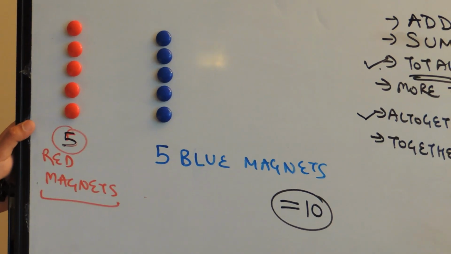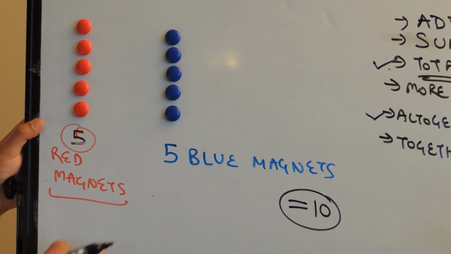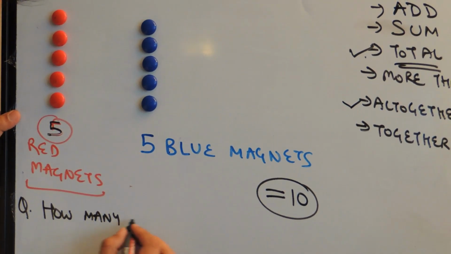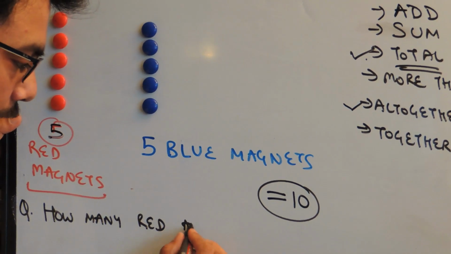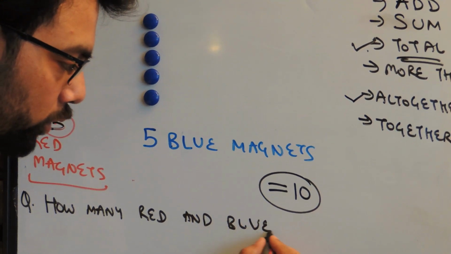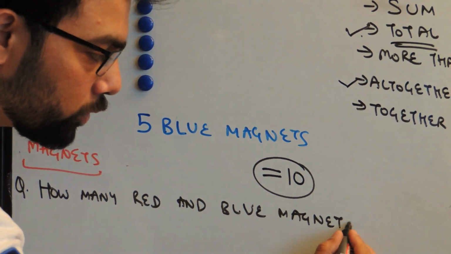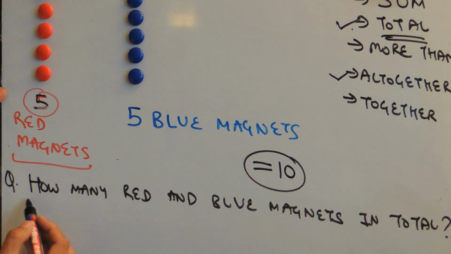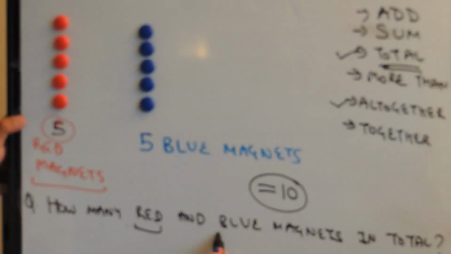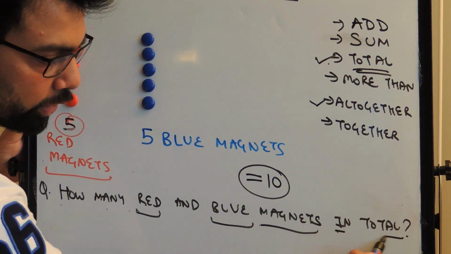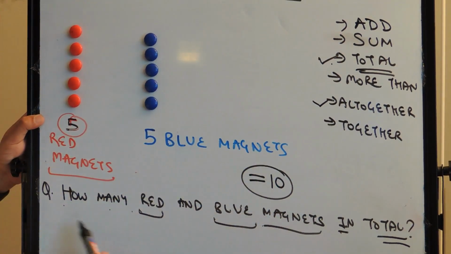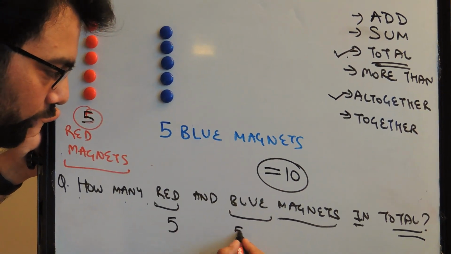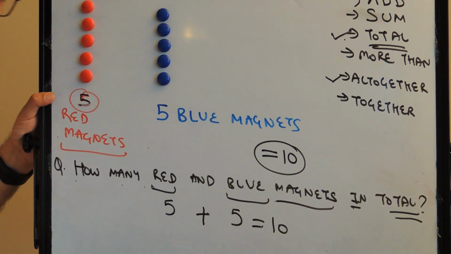If I ask you, how many blue magnets? 5. Okay, so now if I ask you a question, how many red and blue magnets in total? So what do we have? We are asking how many red, how many blue magnets in total. Total is like plus. So you tell me how many red and blue magnets we have? 10. Perfect. Because 5 red plus 5 blue, we have 10. Right?